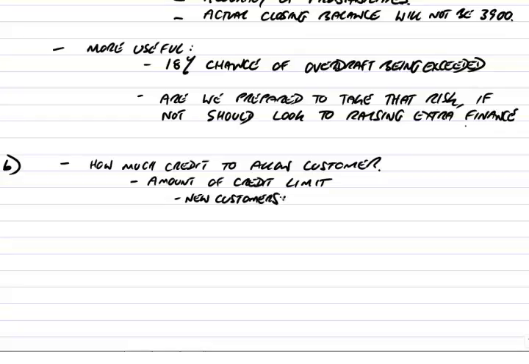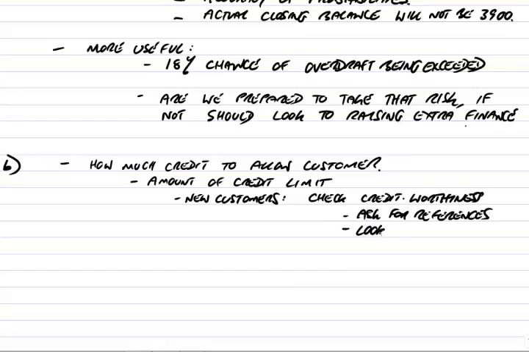Well, before you sell on credit to a new customer, you want to check their credit worthiness. You'll do things like ask for references from the bank or from other people they've done business with. You'll look at their accounts, certainly if you're talking about large amounts.